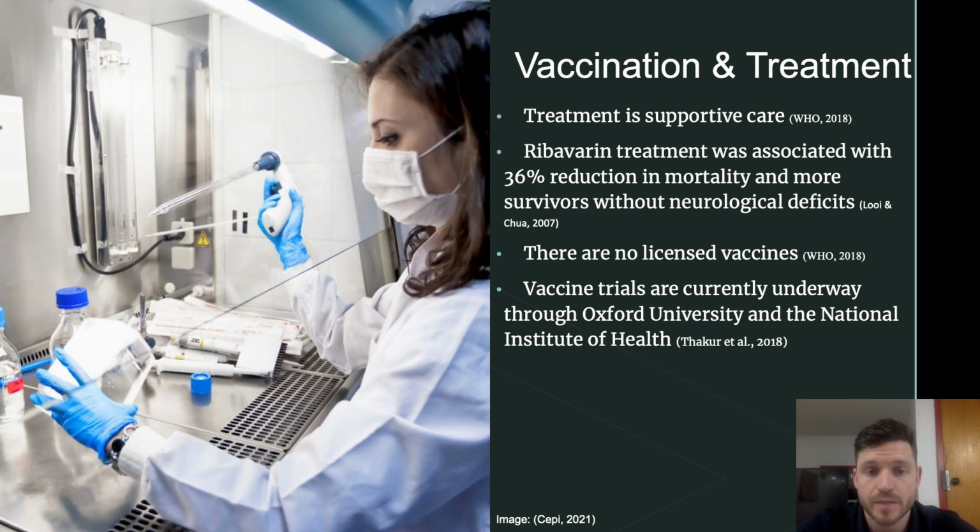There are currently no licensed vaccines, but some vaccine trials are underway at Oxford University and the National Institute of Health. And so what they're doing with these vaccines is taking a vaccine for the Hendra virus, which comes from the same Henipavirus group, and are infusing it with the same glycoprotein from the structure of the Nipah virus itself.